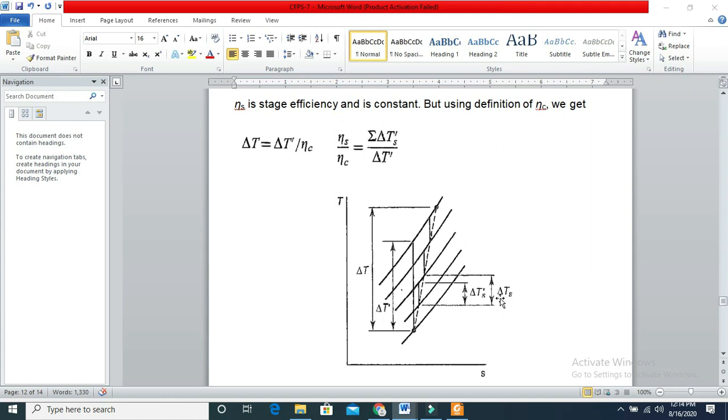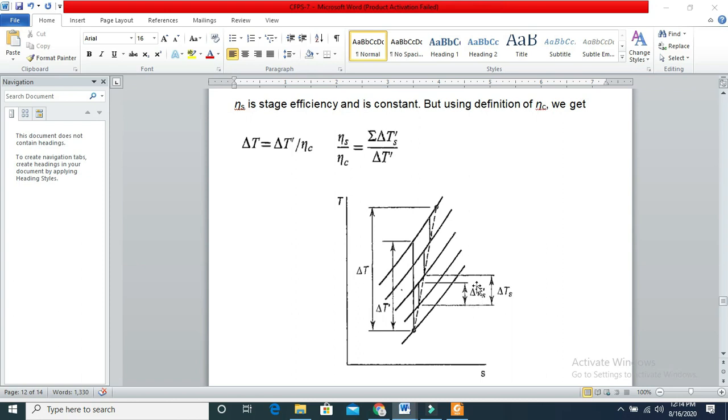Now we have delta Ts. Delta Ts is the actual temperature rise in a stage, and delta T is the actual overall temperature rise. So when we sum delta Ts for every stage, there are 4 stages in this compressor, the summation will give the value delta T.